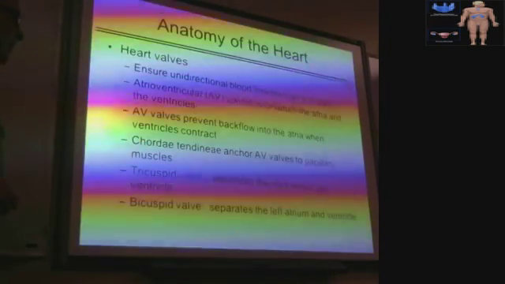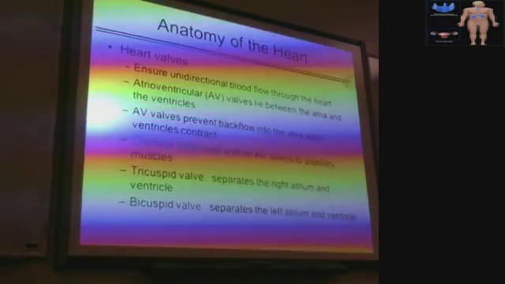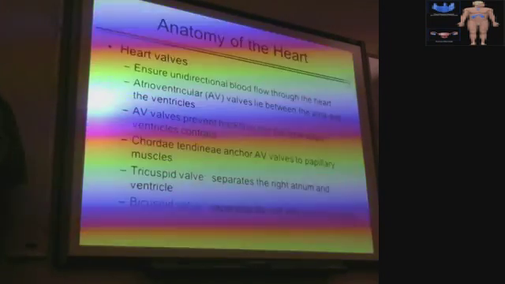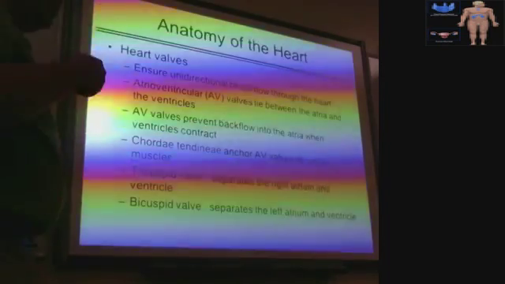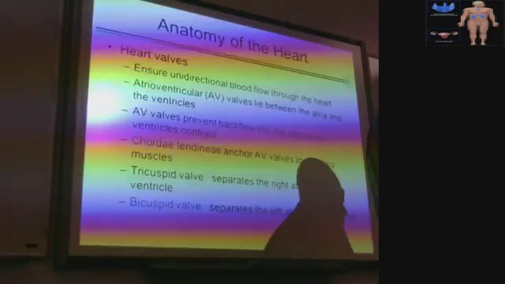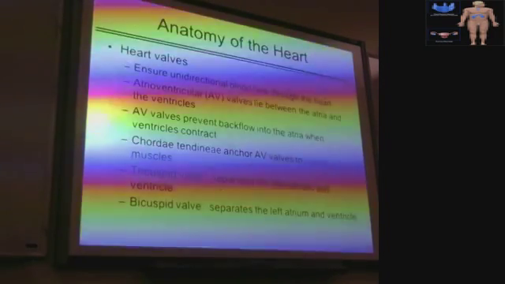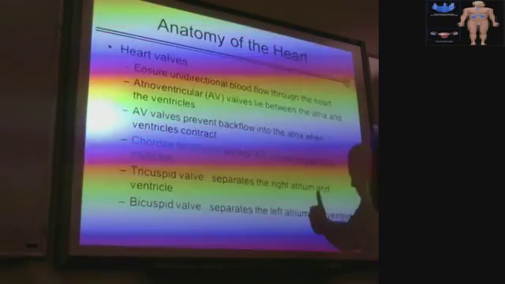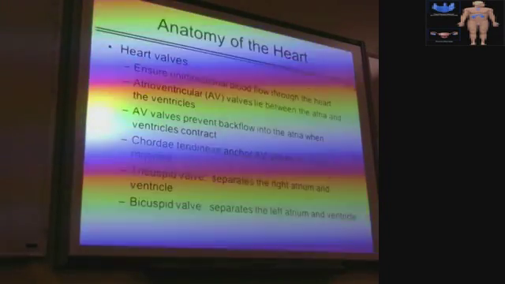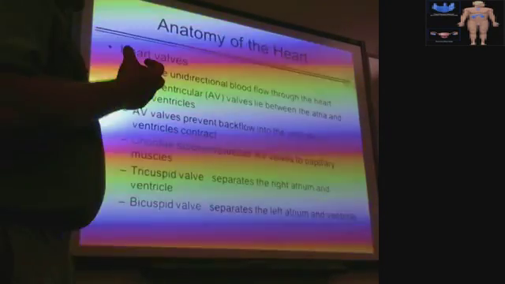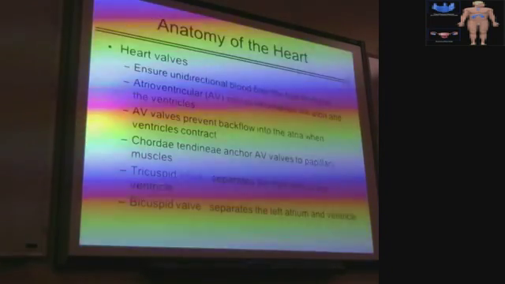Then we have the tricuspid valve and the bicuspid valve. The tricuspid separates the right atrium and the right ventricle. It prevents the backflow from the ventricle to the atrium, which is hard to do because the atrium is not under very much pressure. So you don't have to worry about that backflow near as much as you do when a ventricle contracts, because when a ventricle contracts, that is when the blood is at the highest pressure. You know, your diastolic and your systolic pressures.